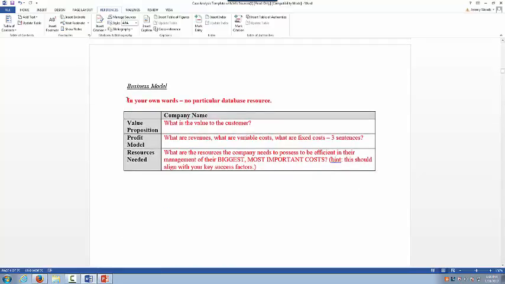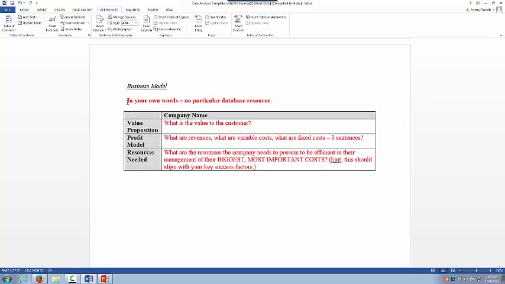Business model. This is going to be in your own words. Like I talked about last week, I want you to be able to say about the company that you're focusing on: What is the value proposition to the customer? What are the revenues? What are the variable costs? And what are the fixed costs? And I want that in 3 different sentences.